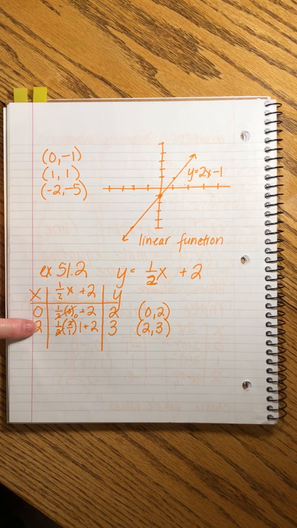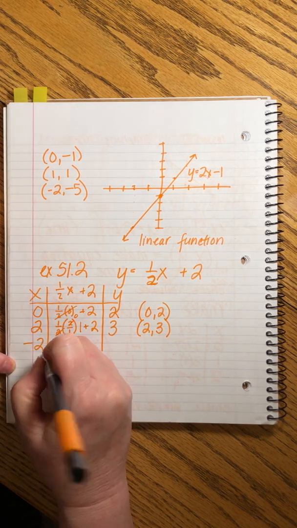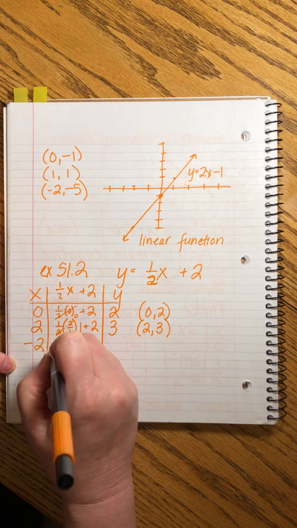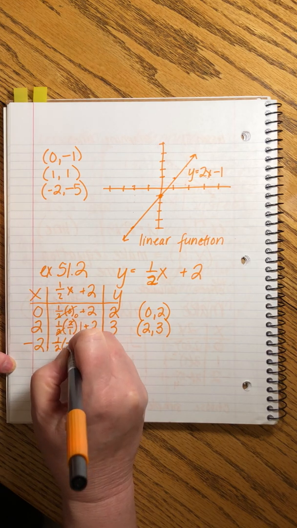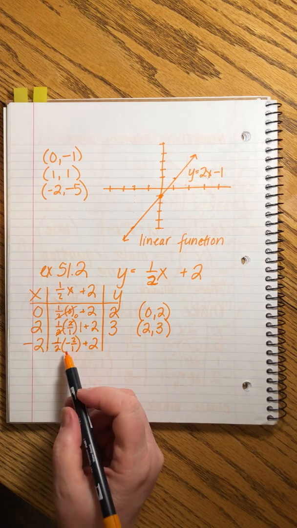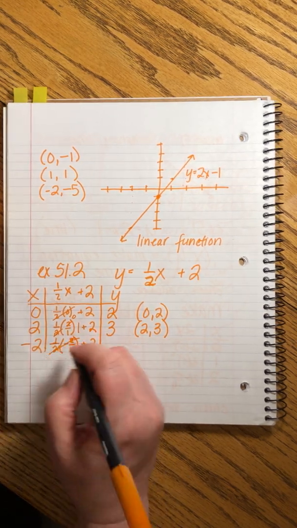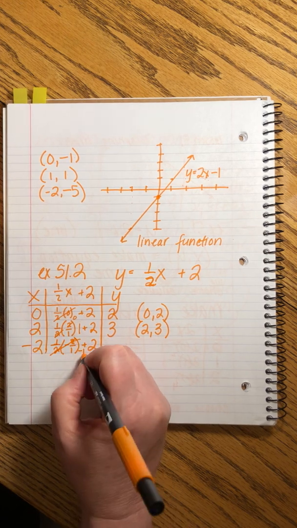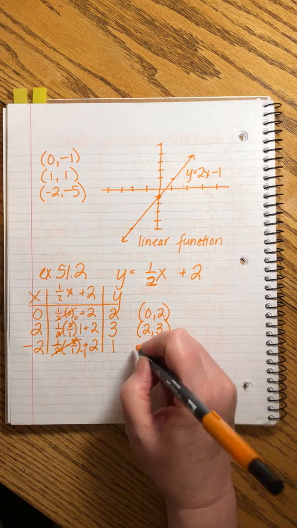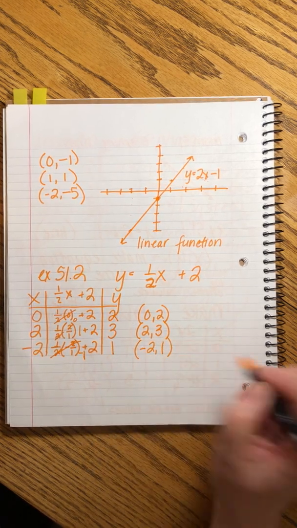Now, since this worked so well, my brain says, hey, let's try -2. And that will cancel it out. Oops, 1/2 times -2 over 1 plus 2. So once again, the 2's will cancel. Instead of being +1, though, this will become -1. -1 plus 2 is +1. And so our next pair of points is -2, 1.